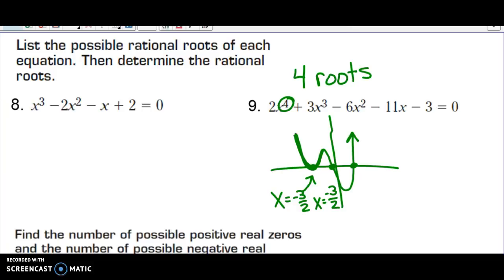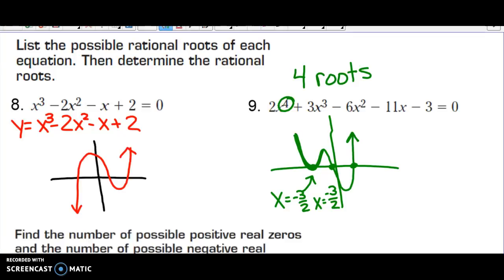Okay, so let's go ahead and look at this one. Now, let's graph this first one. You're going to do y equals, put this in your calculator and look for your roots. Okay, this one's too easy because it goes through -1, and it goes through +1, and it goes through +2. So that's a little bit too easy, but those are your answers.